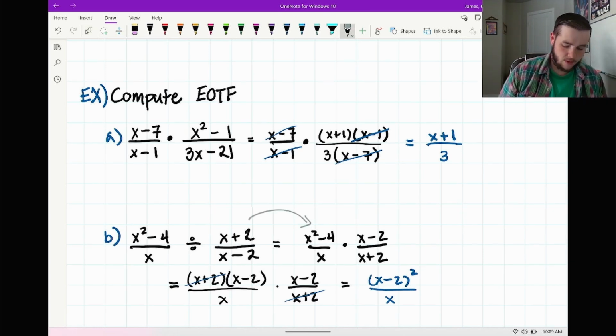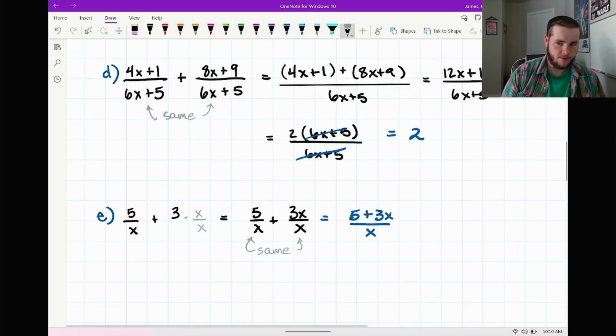Similar process with part B, but this time I've got division. Remember, with any sort of division, no matter how scary the fractions are, in order to divide them, I just flip it and multiply. So I'm going to flip that x plus 2 over x minus 2 upside down, and then just multiply them together. From this point, I've only got one thing to simplify, the numerator on the left-hand side, which is a difference of squares. So I simplified that into x plus 2 and x minus 2. Then I had a factor of x plus 2 that canceled top and bottom, leaving me with two factors of x minus 2 on top and one factor of x on the bottom.